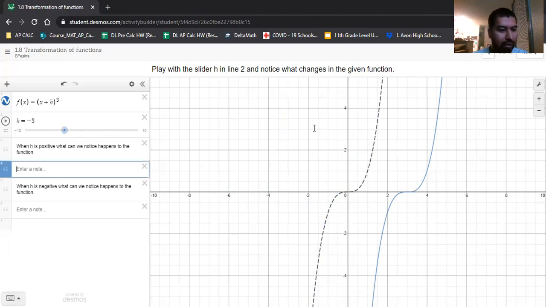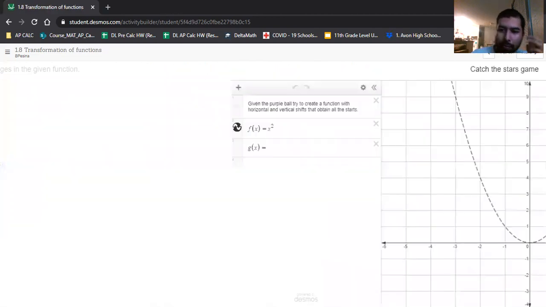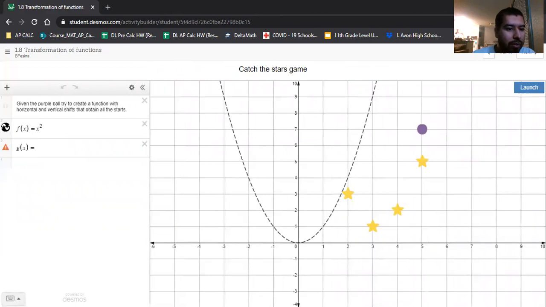So let's go ahead and write that. What happens when h is positive? It is a horizontal shift to the, if it's positive, it goes the opposite of what I'm thinking, so it goes left. What happens when h is negative? So when h is negative, it goes right. Okay, so hopefully you saw that every point shifted horizontally. Okay, let's go ahead and try the next one.